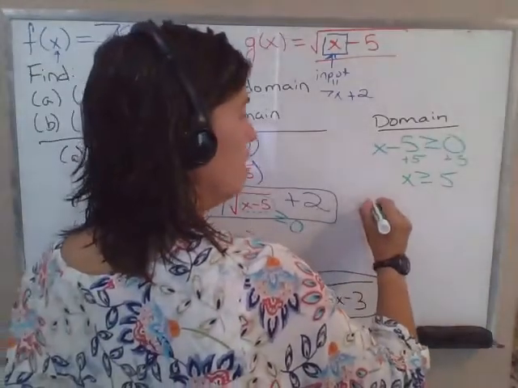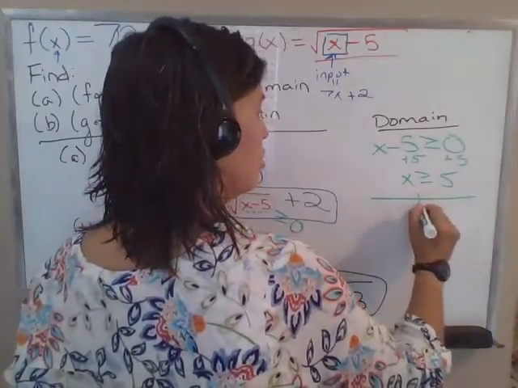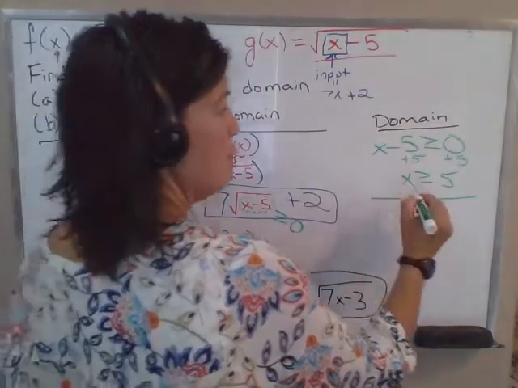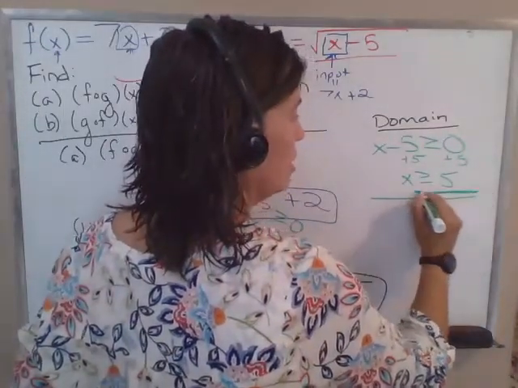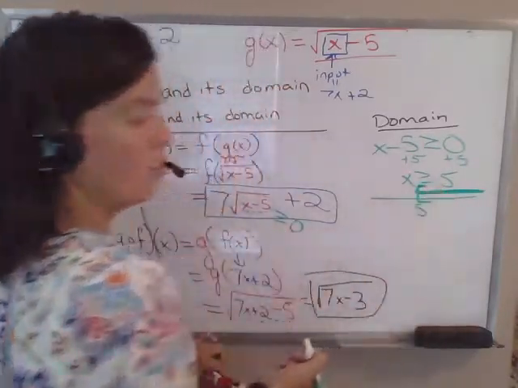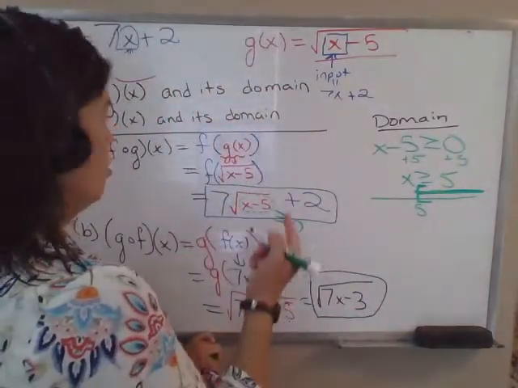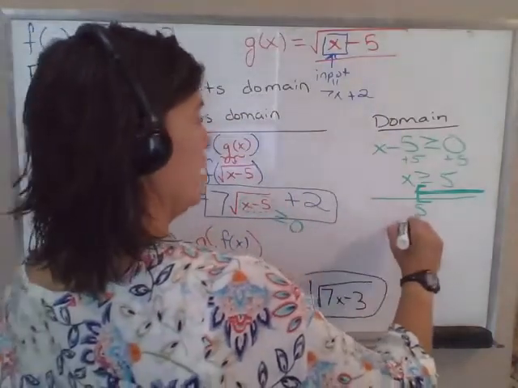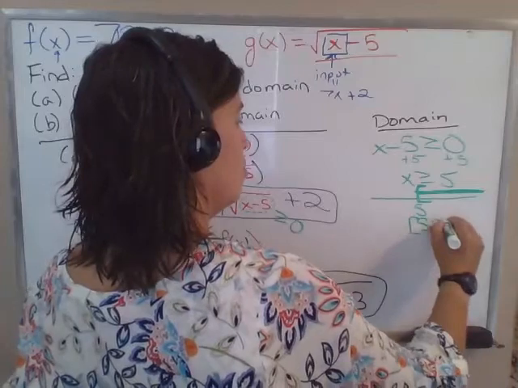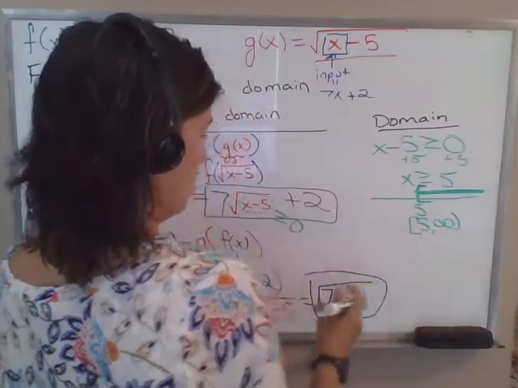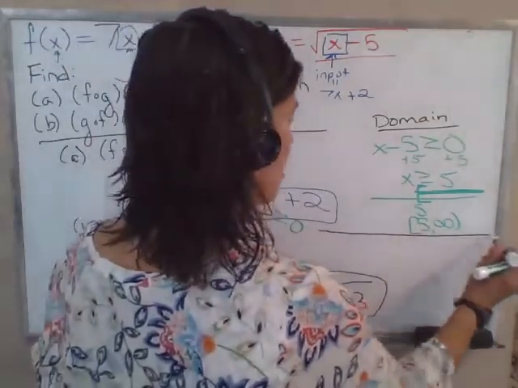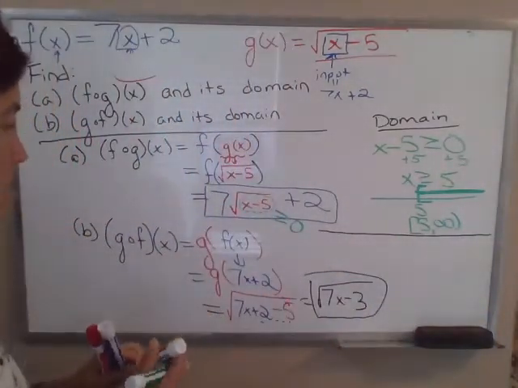By the way, if you're looking for interval notation for that, you can draw a little number line here. Here's 5. X is supposed to be bigger than 5, so that's over here, or equal to, so we use a hard square bracket to represent that. So the domain for part A is bracket 5 to infinity. There's your domain going along with part A, so I'll divide it there.